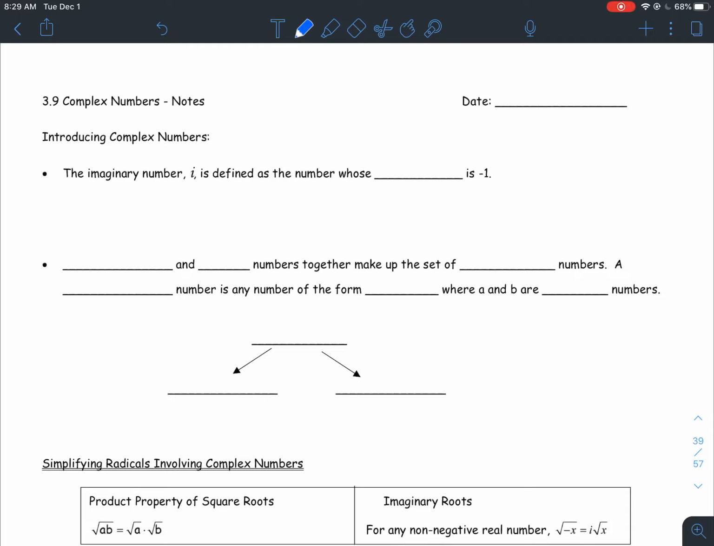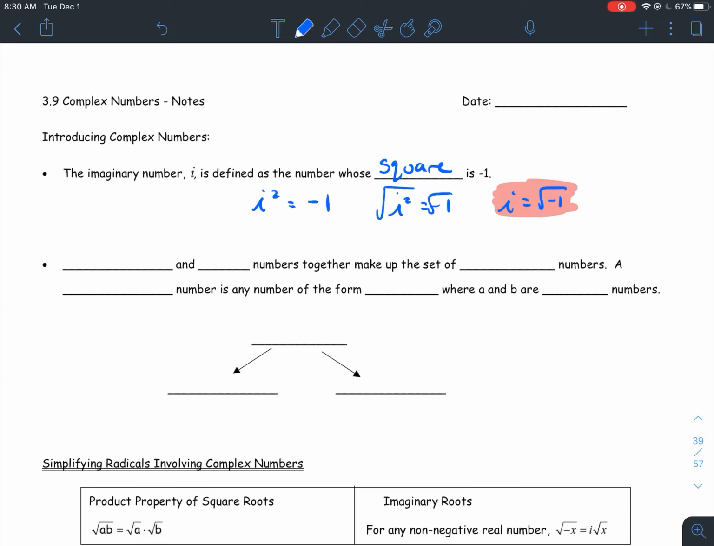So complex numbers are numbers that involve the imaginary number, which is i. It is defined as the number whose square is -1. So in other words, we know that i squared equals -1. If we take the square root, we get that i equals root -1. So keep this in mind. Whenever you have root -1, that is what i is.